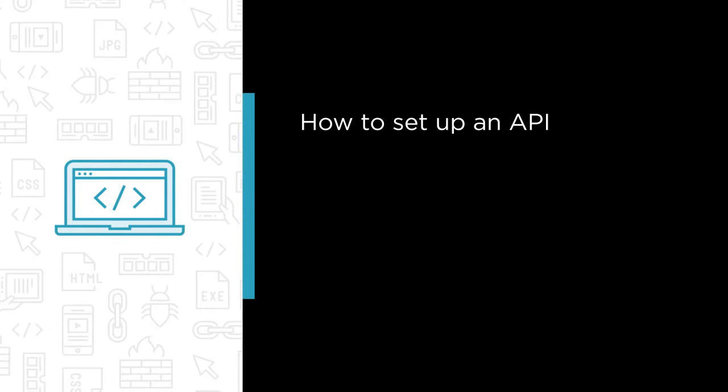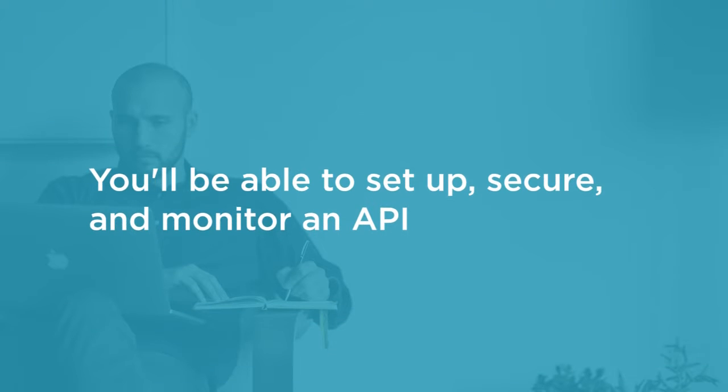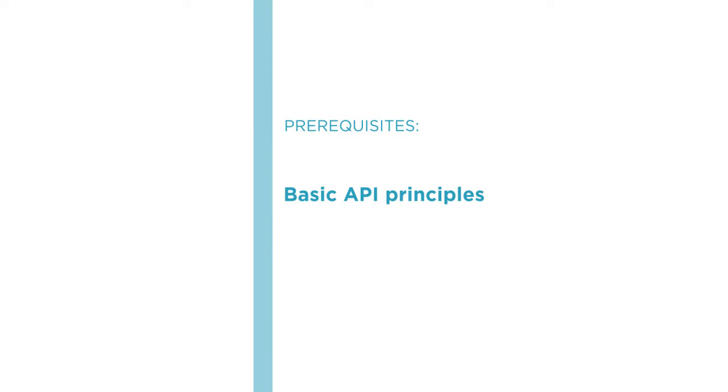Some of the major topics that we will cover include how to set up an API, managing deployments and canary releases, access control for your API, and monitoring and alerting based on API activity. By the end of this course, you will be able to set up, secure, and monitor an API in AWS API Gateway. Before beginning the course, you should be familiar with basic API principles and have an AWS account.